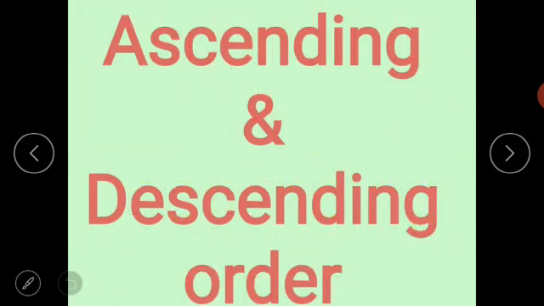Next topic is ascending and descending order. Have you understood comparing of numbers? Okay, next you will learn about ascending order and descending order. This is called ordering numbers. What is ascending order? Very good. Ascending order means smallest to biggest. Very good. Descending order means greatest to smallest. This is biggest to smallest.